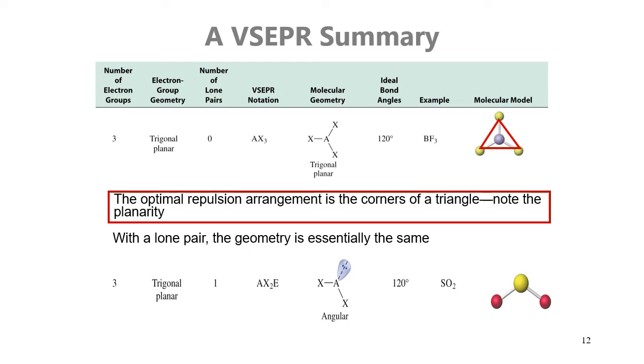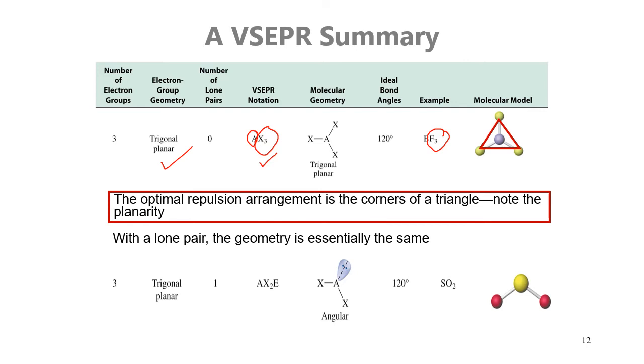You can see here the first one, right? The electron group geometry is trigonal planar. The VSEPR notation is AX3, meaning that there is 1 central atom A and 3 terminal atoms. In this case, boron is the A, which is the central atom, and there are 3 fluorines, meaning AX3. So the electron group geometry is trigonal planar. The molecular geometry is trigonal planar too. The bond angle is 120.